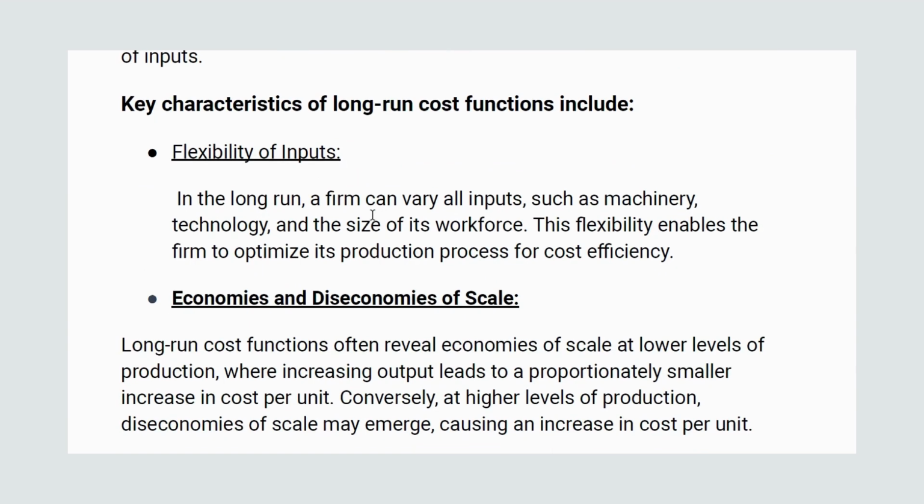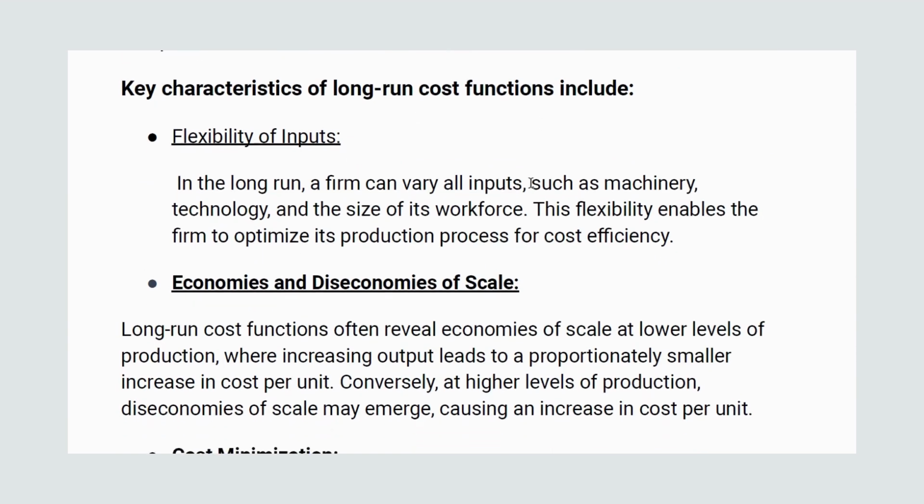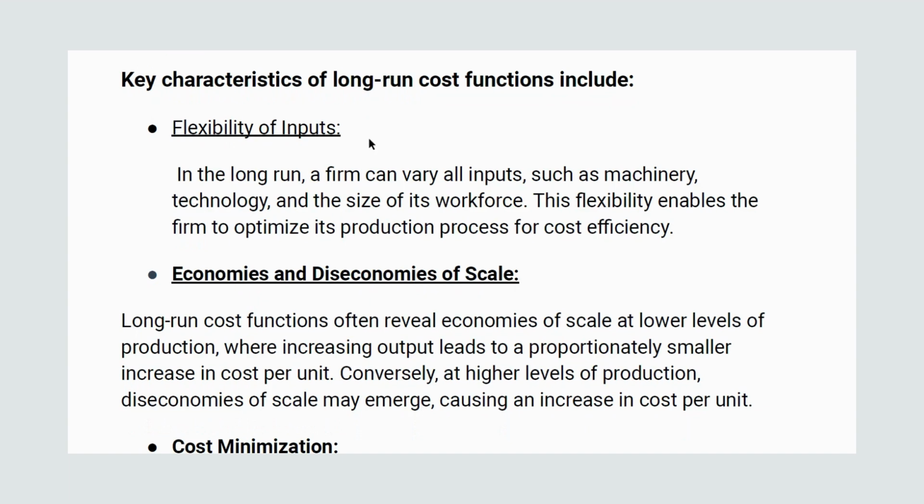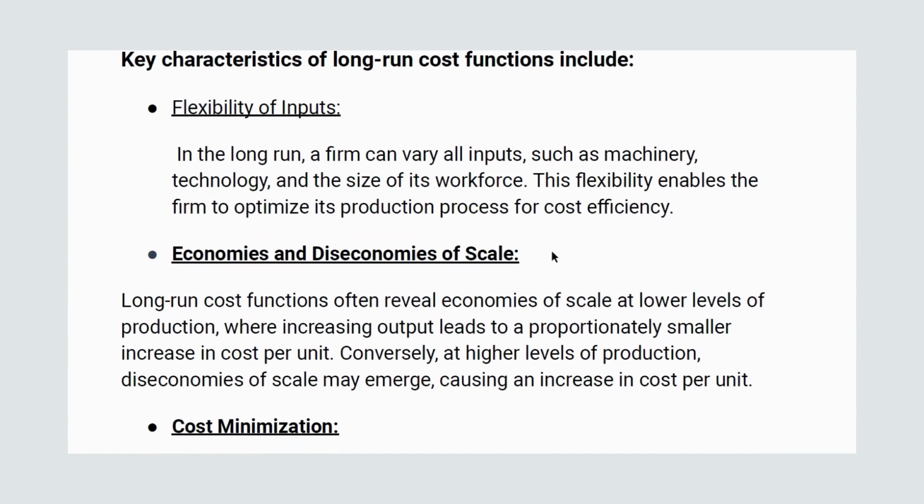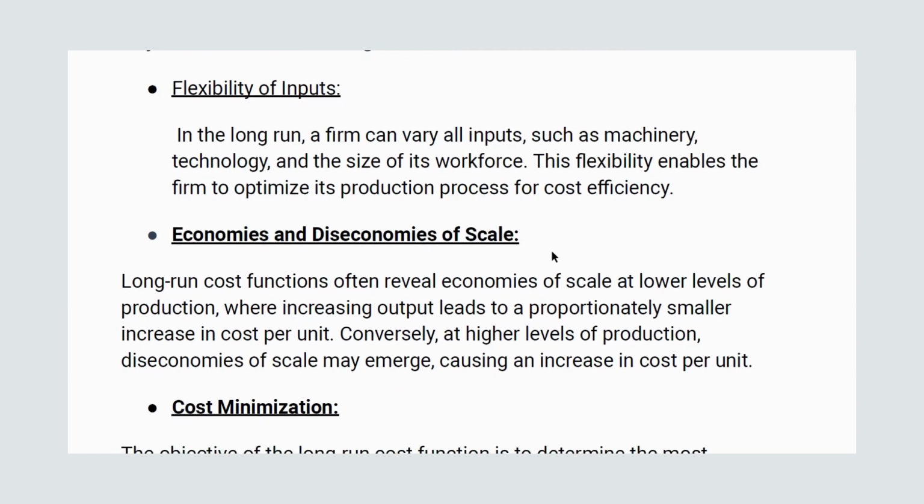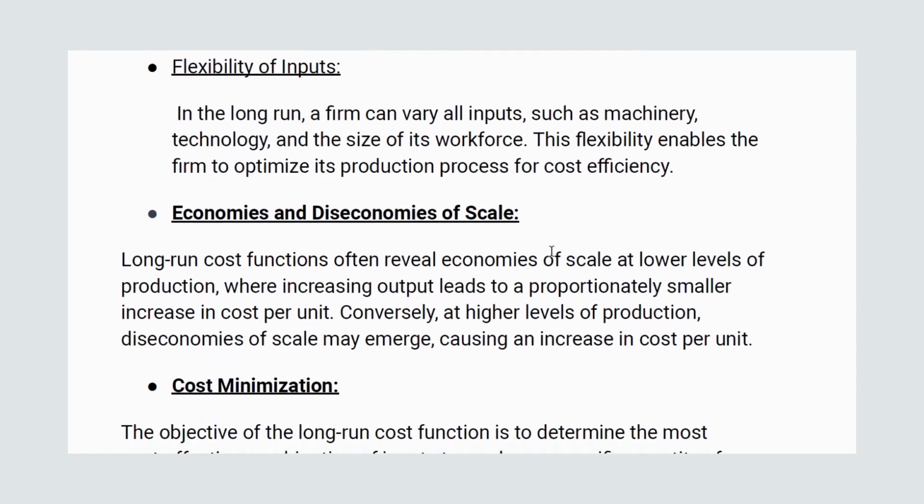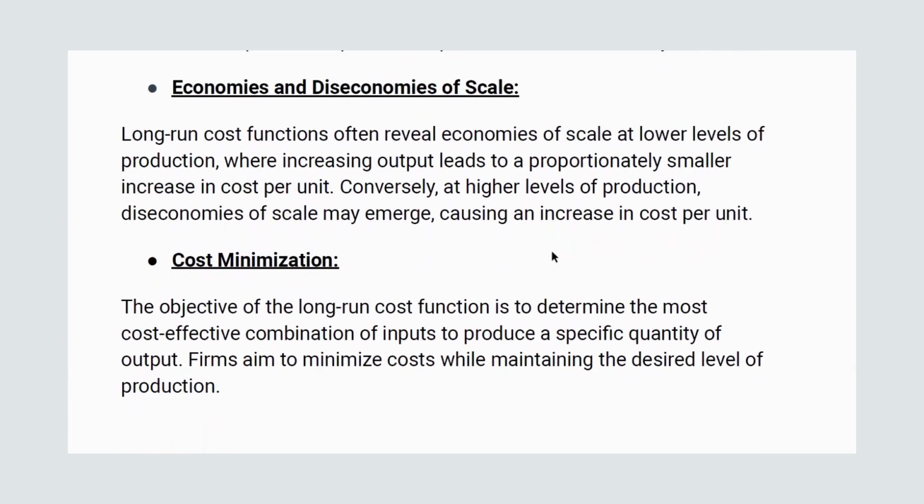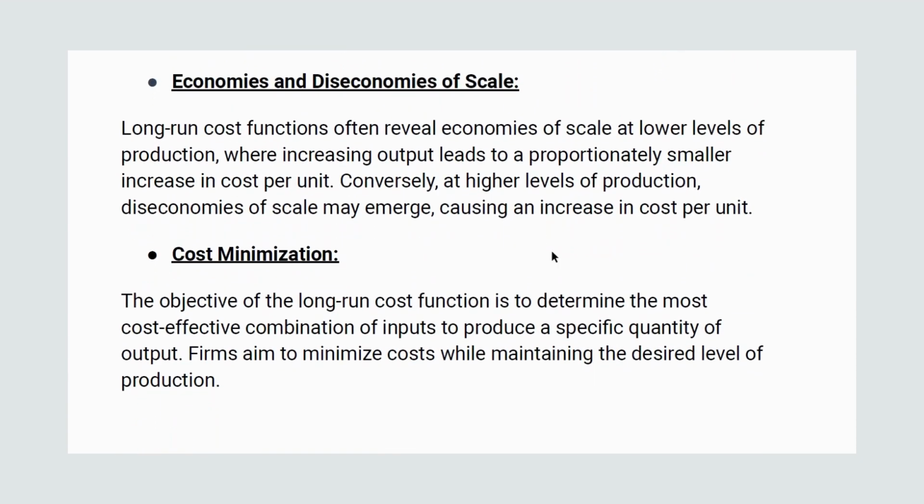So let's see the main characteristics of long run cost functions. Okay, it mainly includes flexibility in inputs. We have seen that in the long run a firm can vary all its inputs such as machinery, technology and size of its labor and so on. So this flexibility enables the firm to optimize its production process for cost efficiency. Then the major thing is economies and diseconomies of scale. A long run cost function reveals the economies of scale at lower levels of production, where increasing output leads to a proportionally smaller increase in cost per unit.